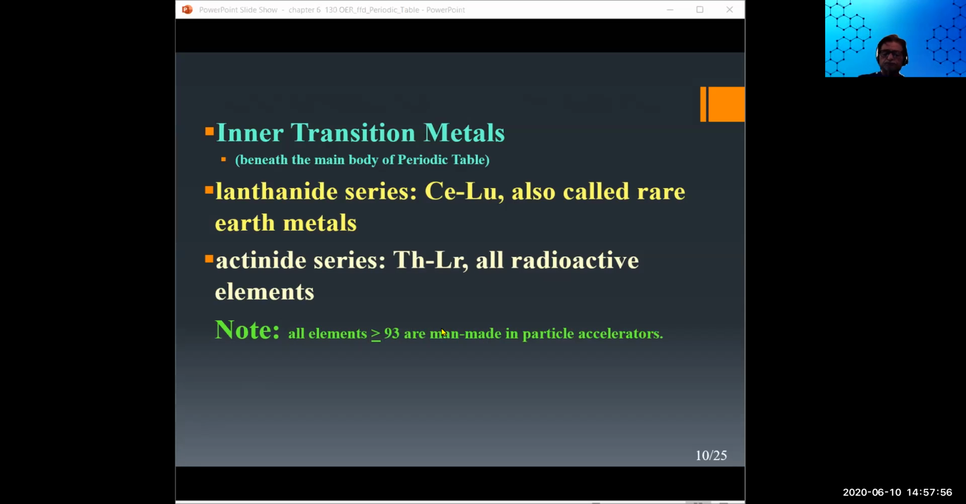All the elements from about 93 and greater have been man-made. As far as we know, they don't occur naturally. The way they make them is they combine elements using particle accelerators and cause them to come together and form all the new elements that have been created. So we have made quite a bit of them.